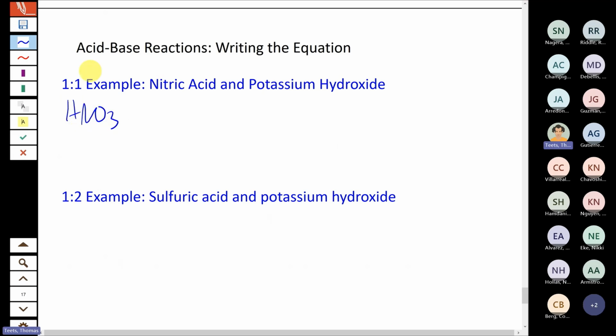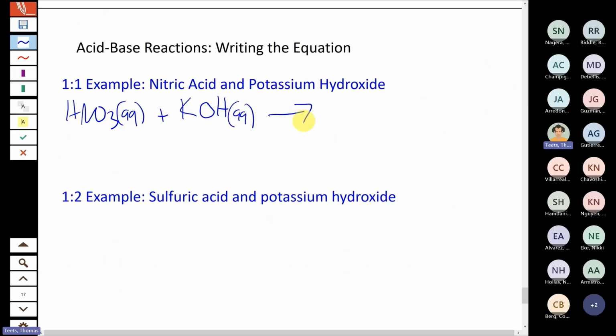NO3 minus is a 1 minus anion, so it just needs one H plus to balance the charge. And that's going to combine with potassium hydroxide. Potassium is K on the periodic table, first column, so it's going to be K plus with one OH minus. So KOH would be the formula of that. All right, so those are the two reactants.